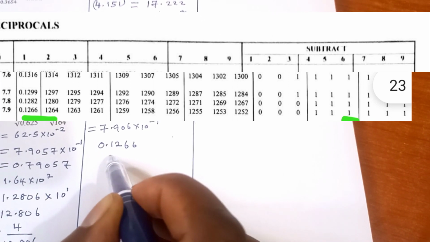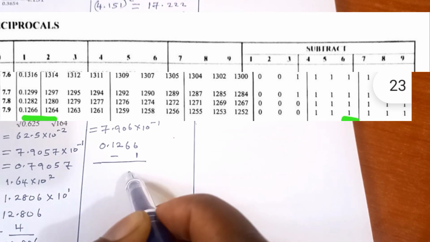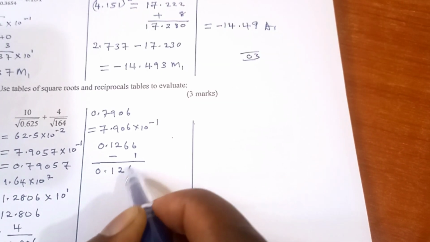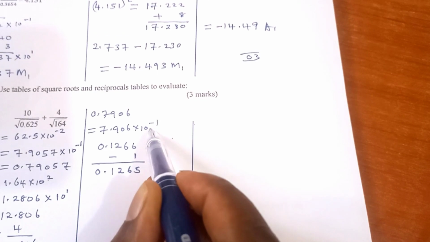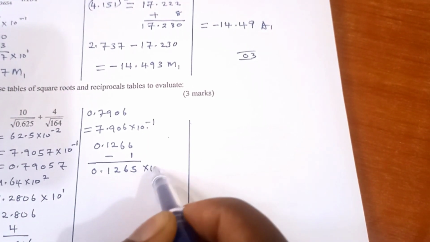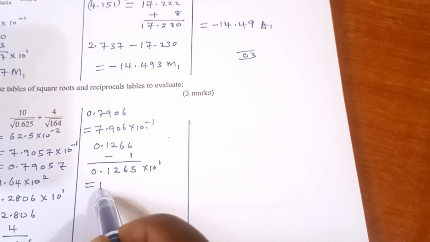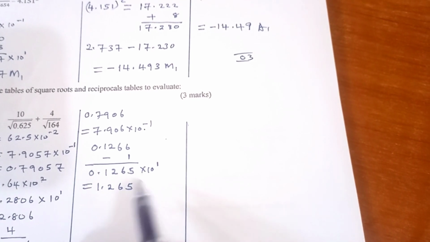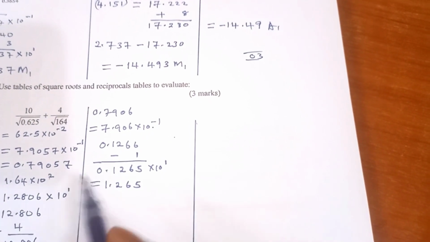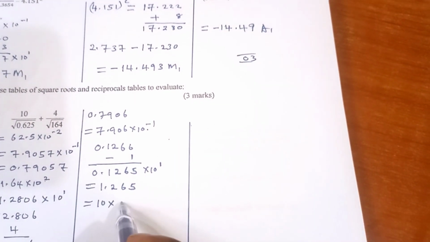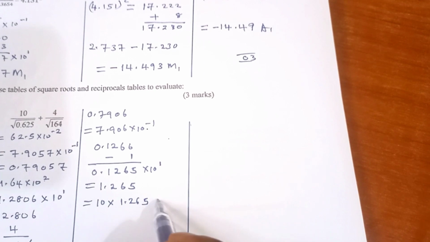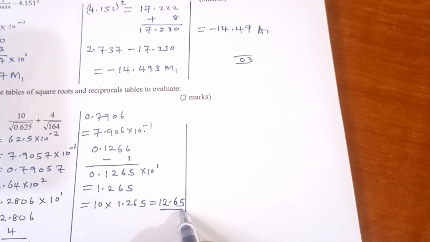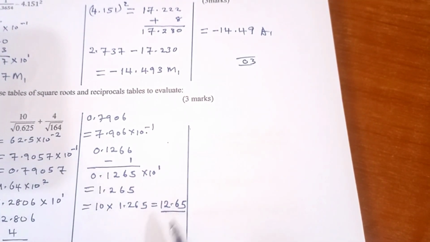So we'll have 0.1266, we subtract 1, that is the reciprocal of 7.906. We get this as 0.1266. We multiply by 10, the reciprocal of 10 to power negative 1, and we'll get this to be 1.265. Then we are supposed to multiply these by 10. So 10 times 1.265, we get this to be 12.65 as the answer to the first part.